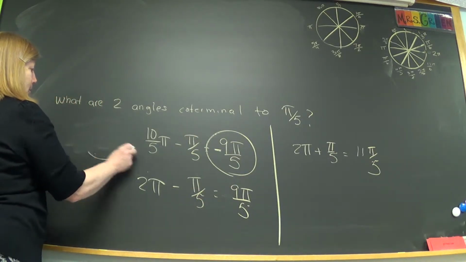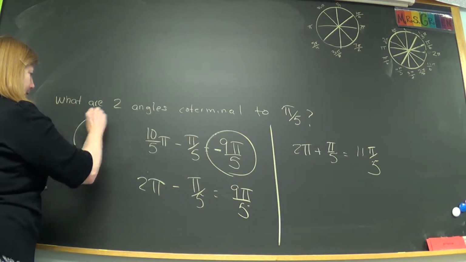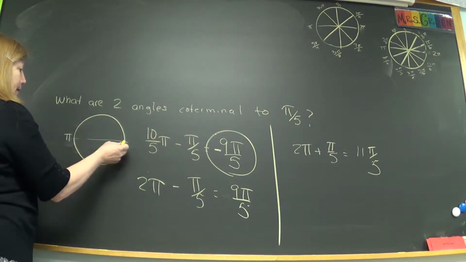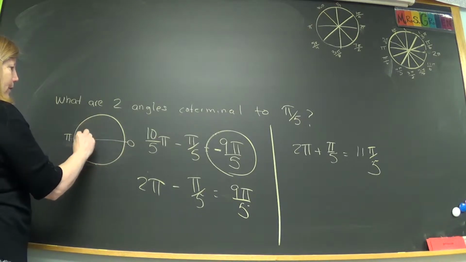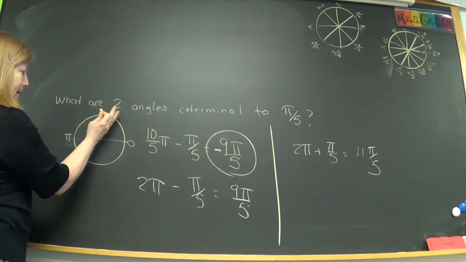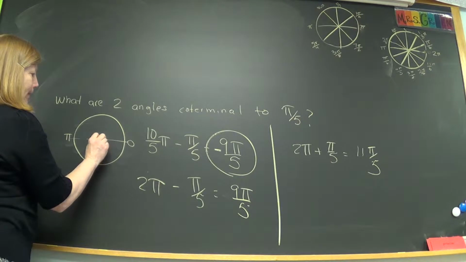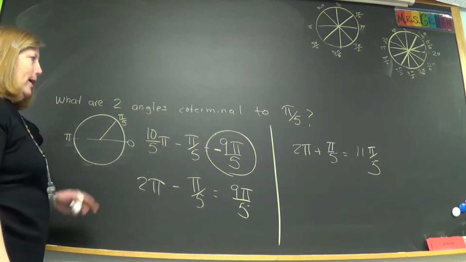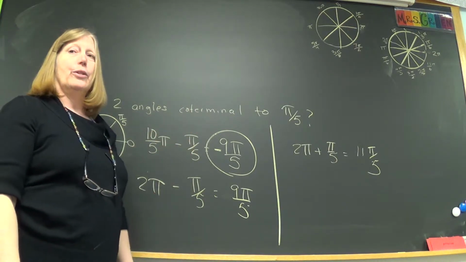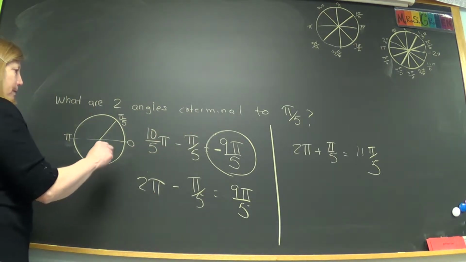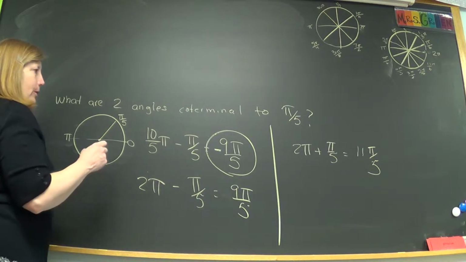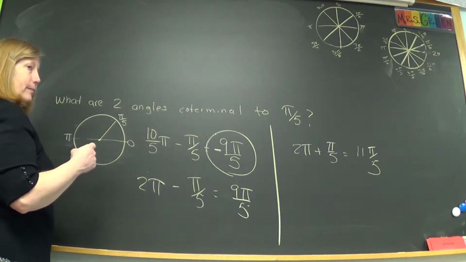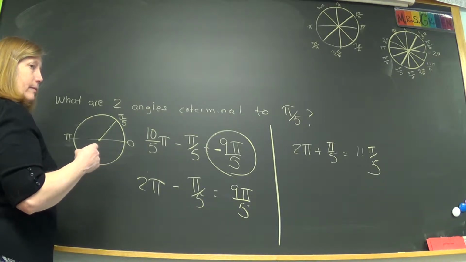Let me redraw it real quick so you can see. If this is pi all the way over here, remember pi is 1/2 the circle. So I'm going to just eyeball about 1/5 of the way over, and I'm going to call that pi over 5. That visual will help me figure out the 2 coterminal angles. So, Abby, what is a coterminal angle? Can you remember for us? Yeah, they're angles that share the same initial and terminal side.